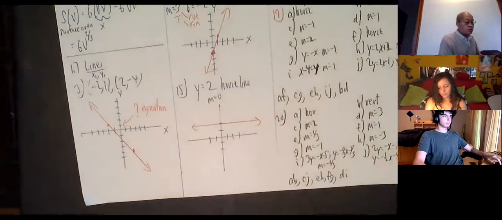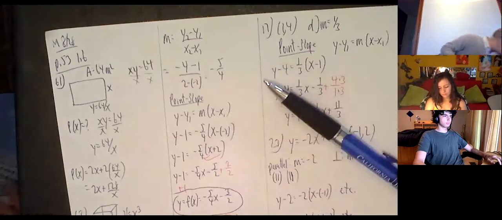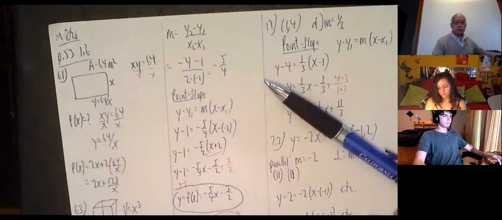Okay, so I will do just part D as in dog. So they give me the point 1, 4 and a slope of 1/3. And my book just fell down, so gotta pick it up.